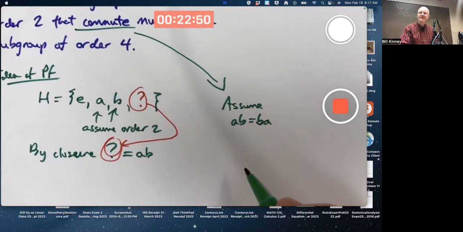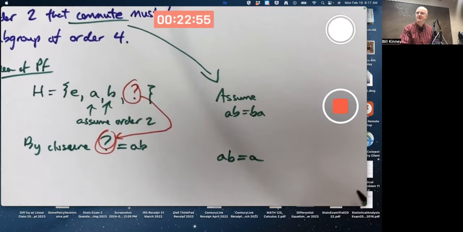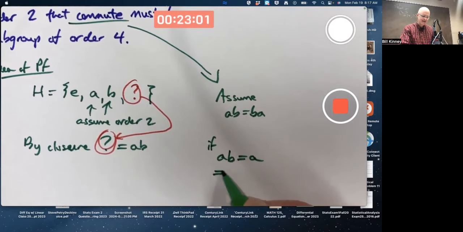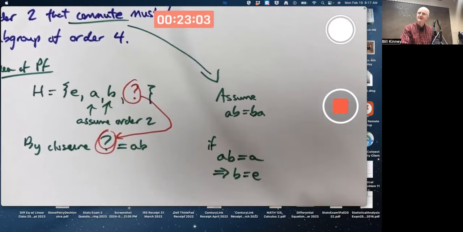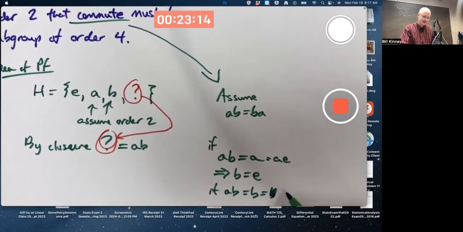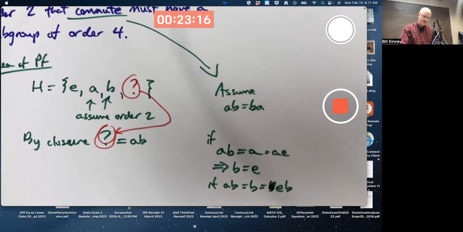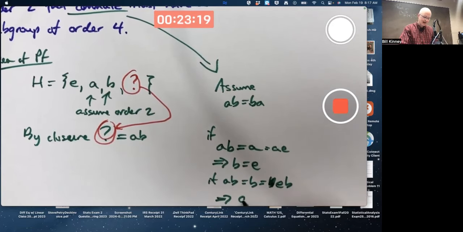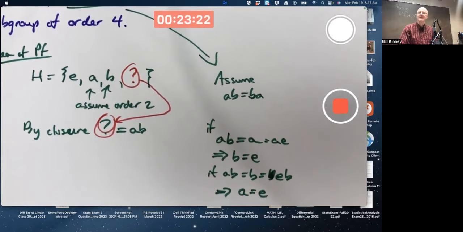It can't equal A, for example, because if it did equal A, we did this kind of argument before. If A times B equals A, left cancellation would imply B equals E. And if A times B equals B, right cancellation would imply A equals E. In other words, A times B has got to be something new. It's got to be a fourth element.